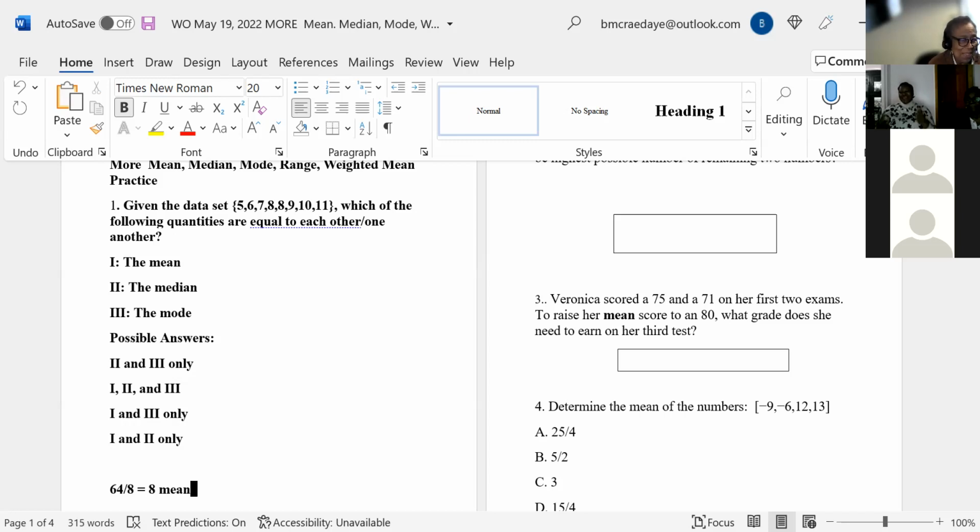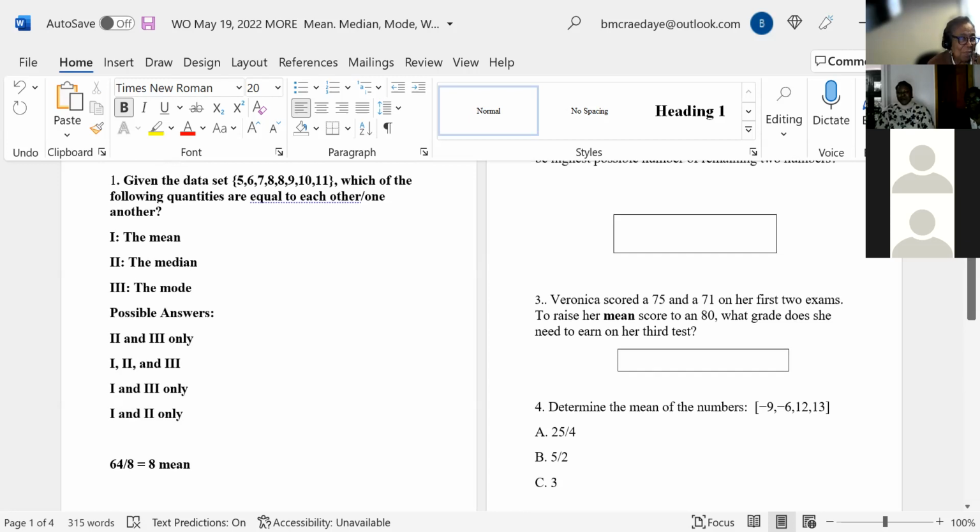Okay, keep going, Michelle. What's the mode? How did you get the mode? Okay, the mode is the number that appears more than one time. So the number that appears more than one time would be 8. All right, 8 is the mode. Now how did you get the median?